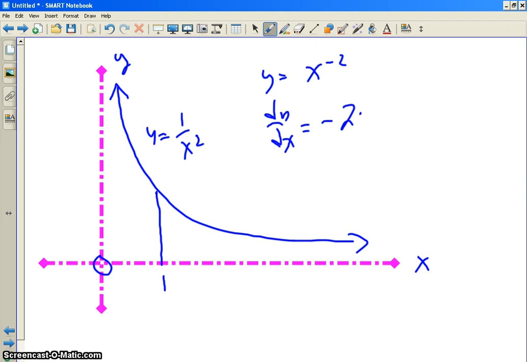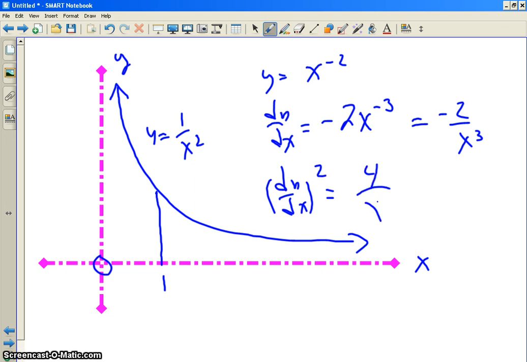Negative 2 x to the what? Negative 3. And isn't that just negative 2 over x cubed? So what's dy/dx squared? Don't I need that for the arc length? What is it then? 4 over x to the 6.